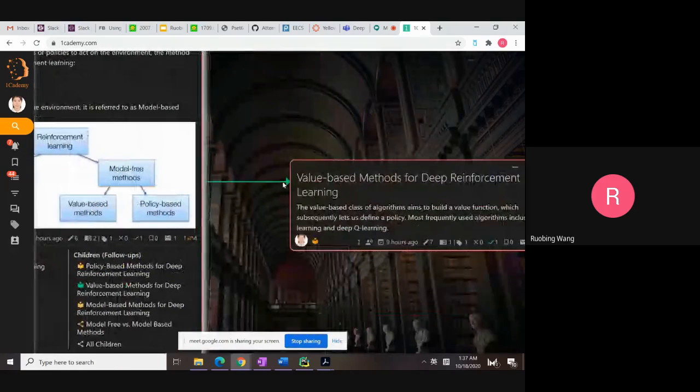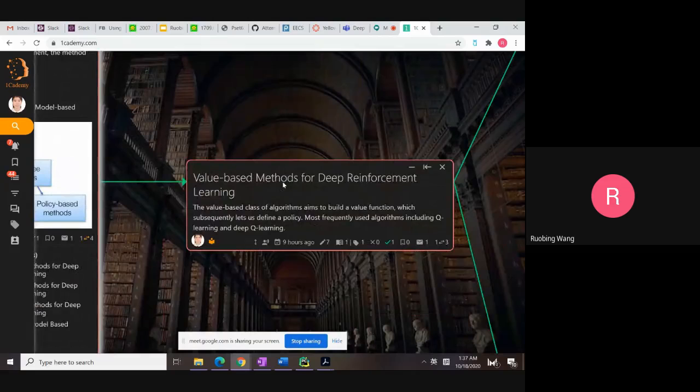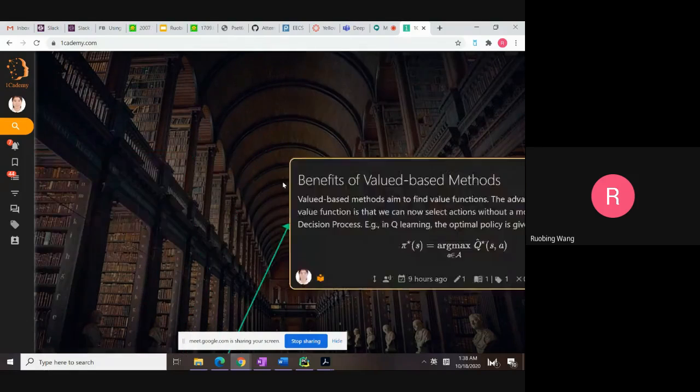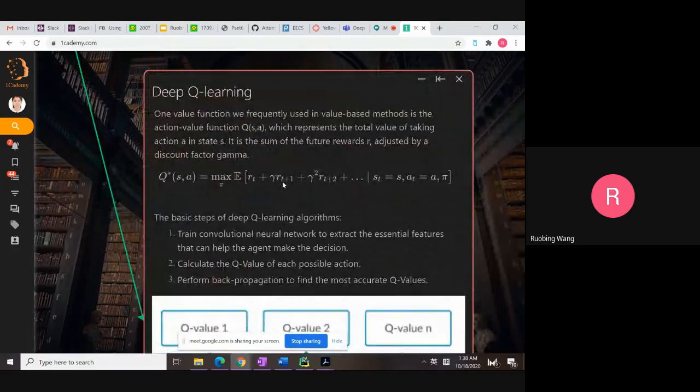And I will also briefly talk about the value-based method for deep reinforcement learning. The value-based class of algorithms aims to build a value function, which subsequently leads us to define a policy. Most frequently, we will use algorithms including Q-learning and deep Q-learning. And here we will use deep Q-learning as an example to understand what a value function means.